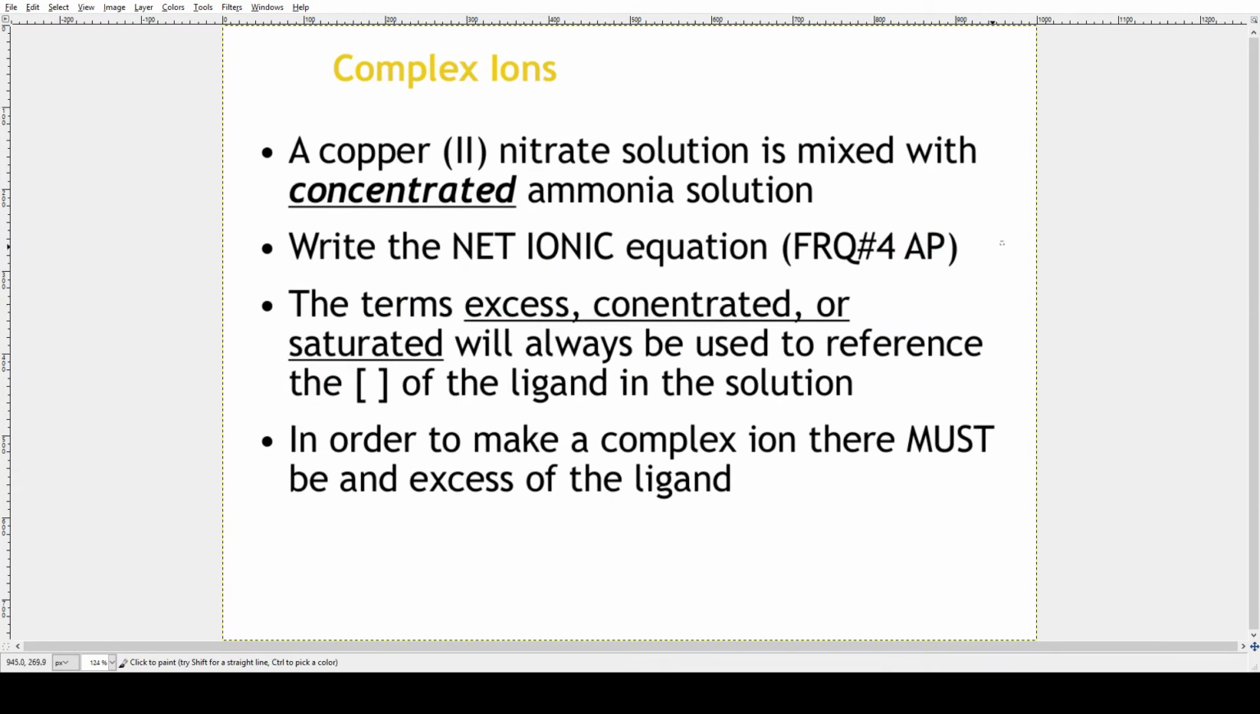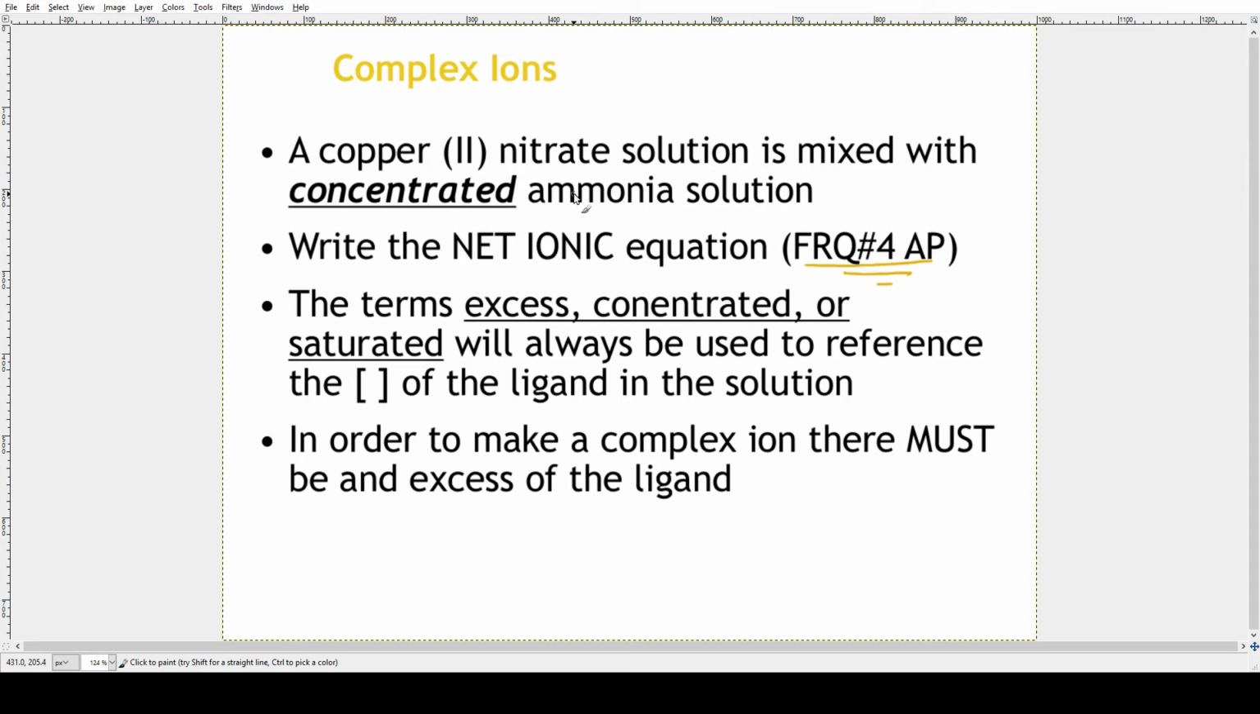Okay, so here are some tips. Wait, oh no, where's that slide? I thought I had one. Okay, not yet. We'll get there. So a copper 2 nitrate solution is mixed with concentrated ammonia. Write the net ionic equation. This is something that can show up in an FRQ. It has shown up in an FRQ. If you look up old AP tests, you'll find stuff like this.